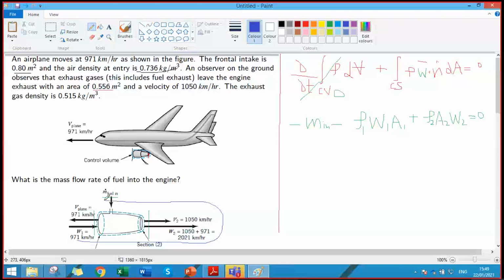Basically, W1 is the rate at which the air is entering the control volume from the frontal intake. So what would W1 be? It would be equal to the velocity at which the plane is moving forward, but in the opposite direction, right? So we can write it as minus 971 kilometers per hour.